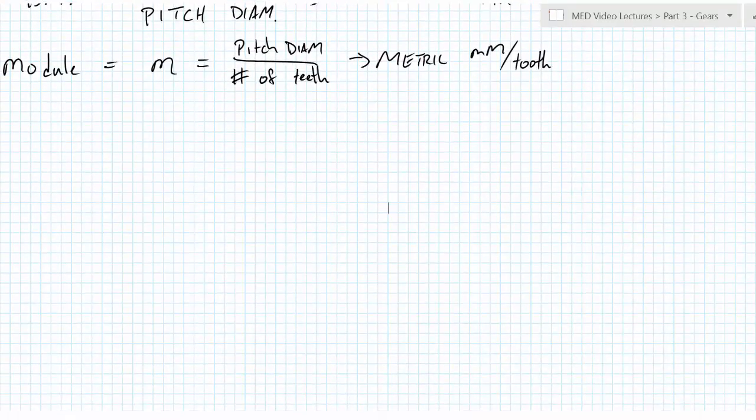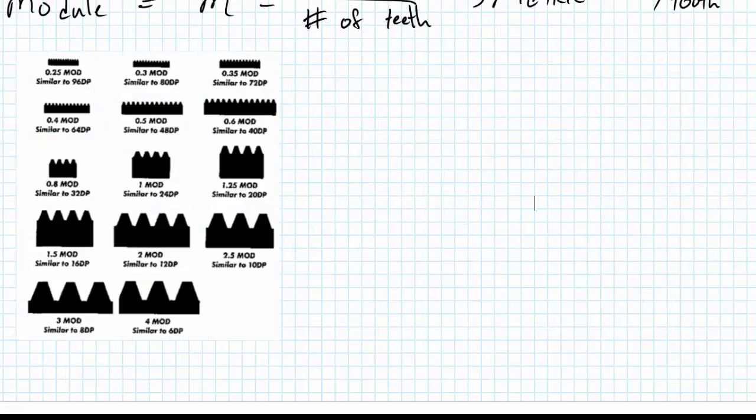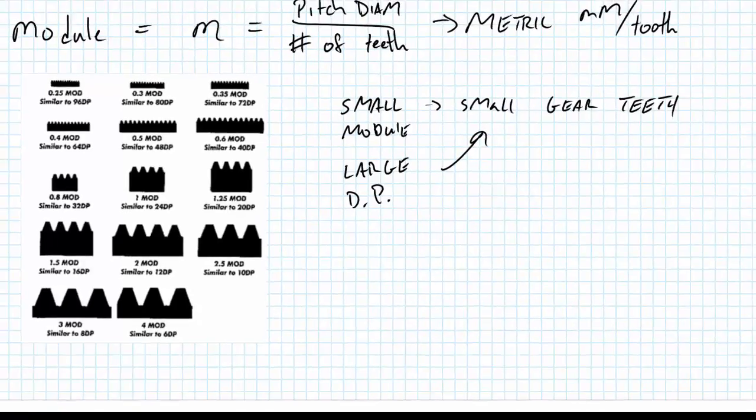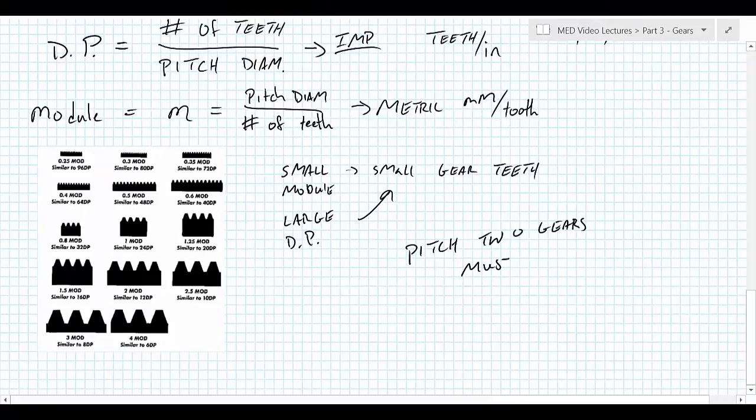So to get a sense of the sizing of these, you can refer to this image. From this image you can see that small modules equate to small gear teeth. And the opposite is true for imperial gears, because we're talking about the number of gear teeth you can find within an inch around that circle. So for a large module or a large diametral pitch, we see small gear teeth. And again, the pitch of two gears must be the same in order for them to mesh.